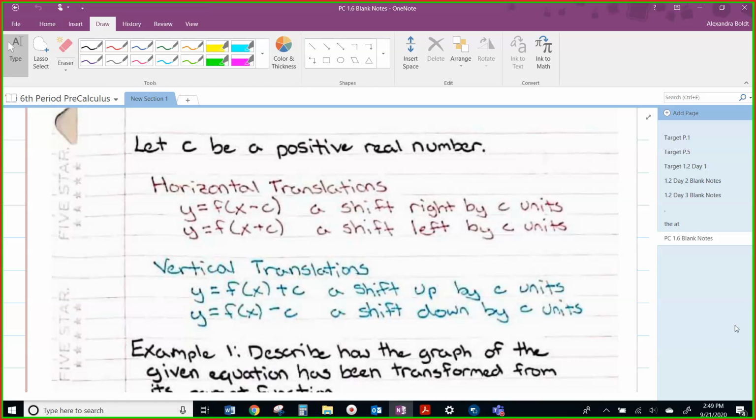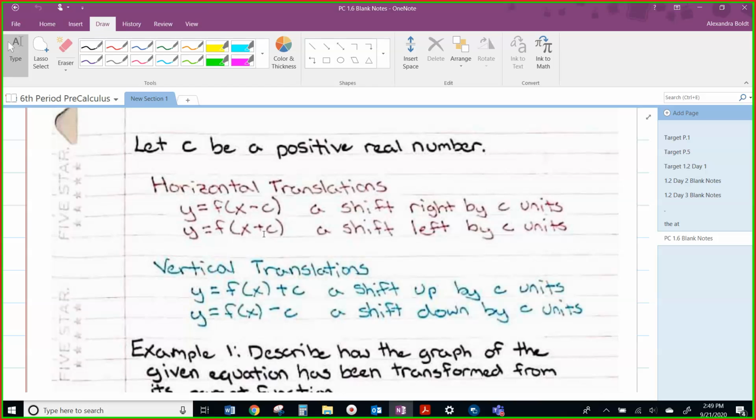To the right is usually our positive numbers, and to the left is usually our negative numbers. But this is flipped. If it's negative, it's going to move it to the right. And if it's positive, it's going to move it to the left. So again, those horizontal ones are a little bit flipped from what you would think.